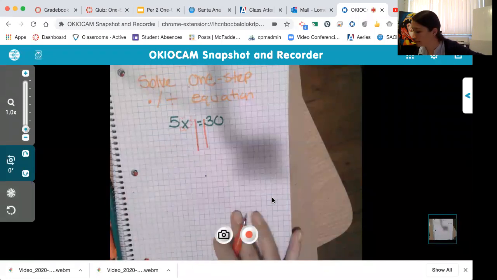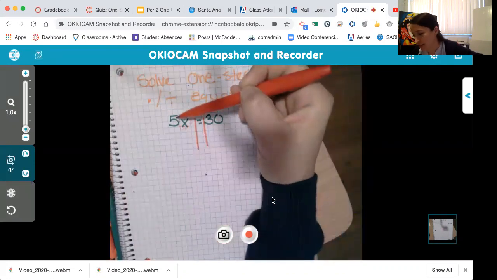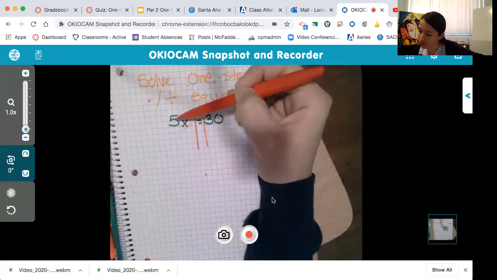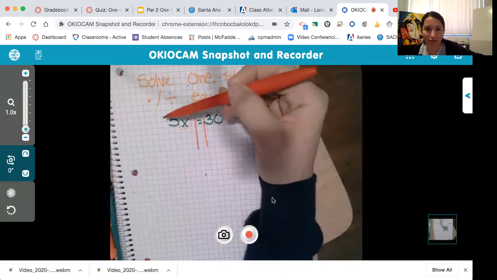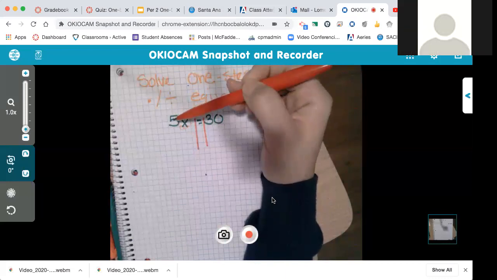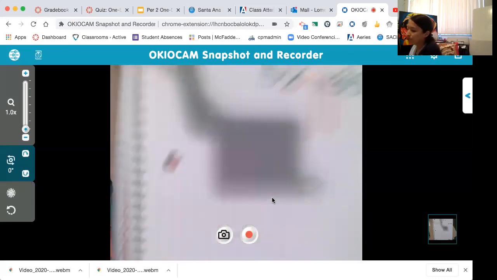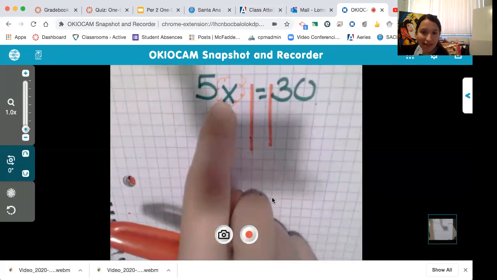This way. All right. Now, this problem right here, 5x, what does it mean? Does it mean 5 plus x, 5 minus x, 5 times x, or 5 divided by x? What does this mean when it's together like this? 5 times x. Very good. So when it's together, there's no plus sign, there's no minus sign, there's no division, there's nothing there.